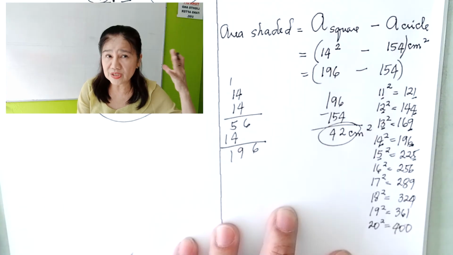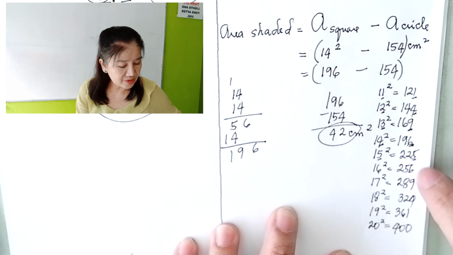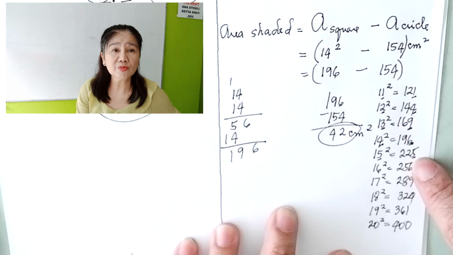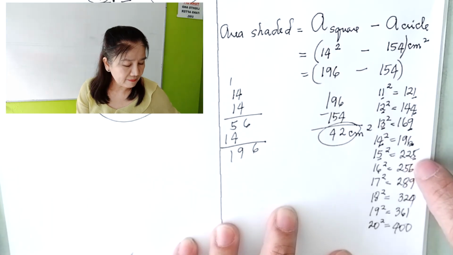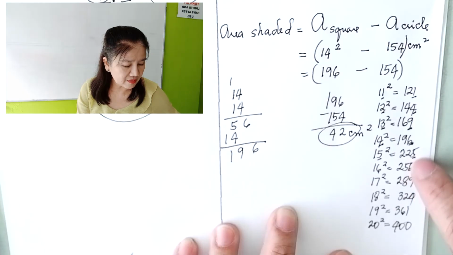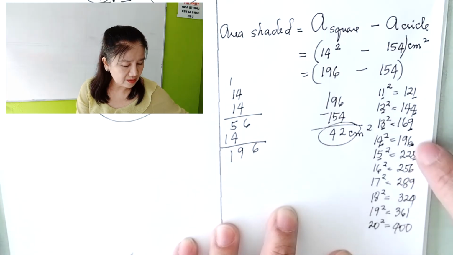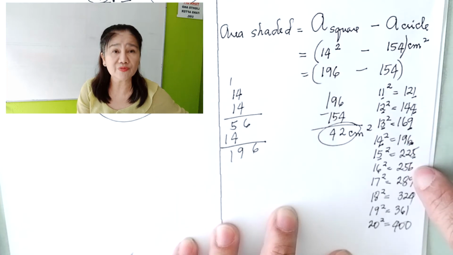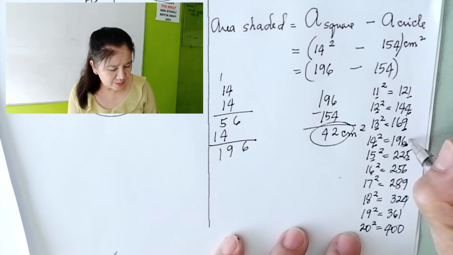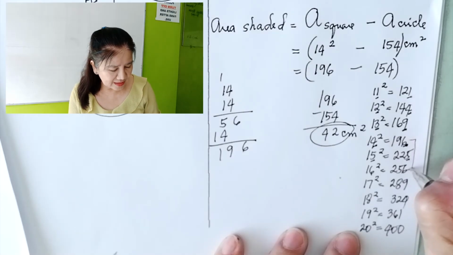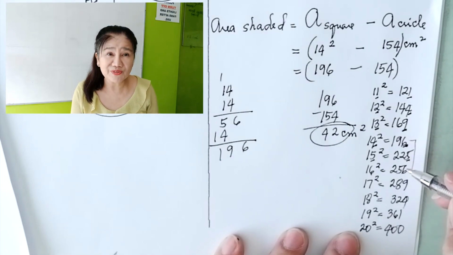And then I always remember that after 225, which is 15 squared, the numbers here must be more than 225. So I start with 256. Why am I saying this? Because it's going to be confusing. This is 196 and this is 256. They both end in 6. So it's going to be confusing for you.